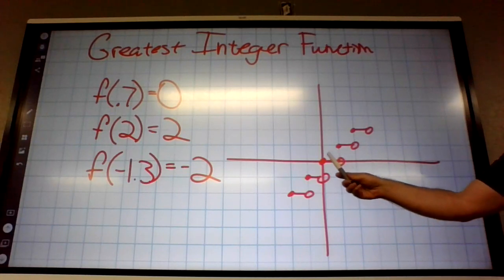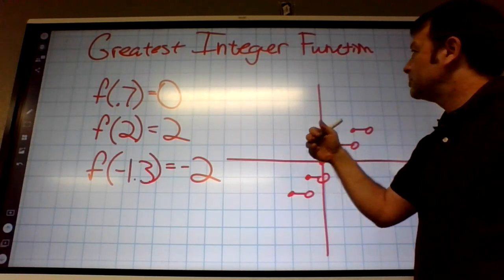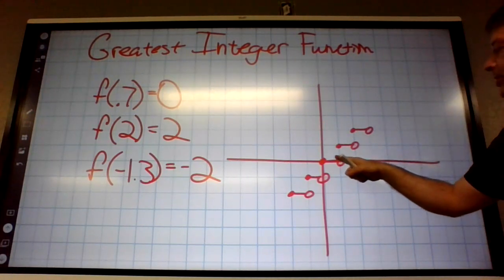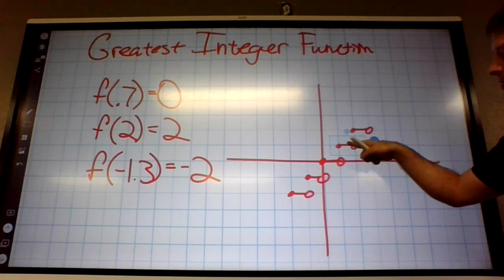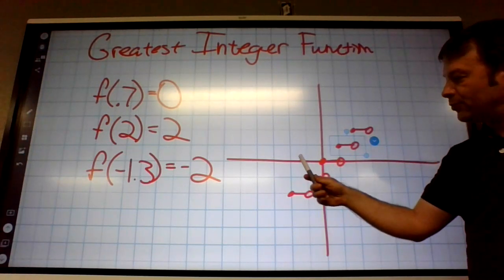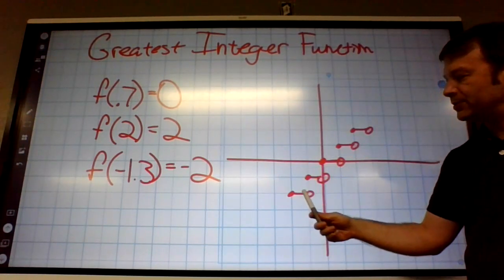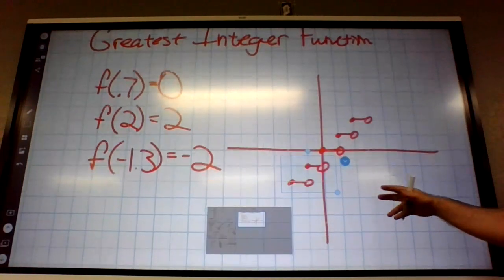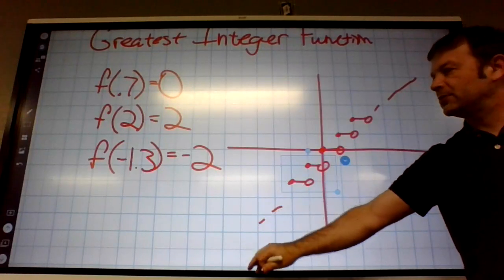Because if you plug in 1.5 for x, the y value goes down to 1. Or if you plug in negative 1.4, that rounds down to negative 2. You guys kind of get it? But that's what the graph looks like. It just goes forever in both directions.